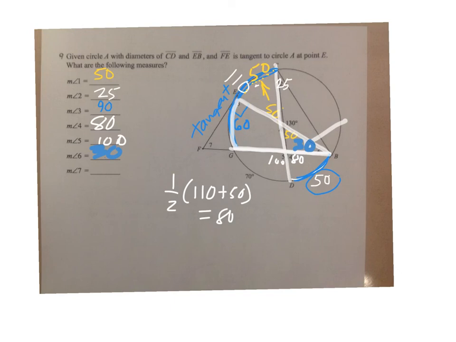And then finally, angle 7 can easily be found because in a triangle there's 180 degrees, and if I've got 30 and 90, then angle 7 would have to be the rest, which would be 60 degrees.